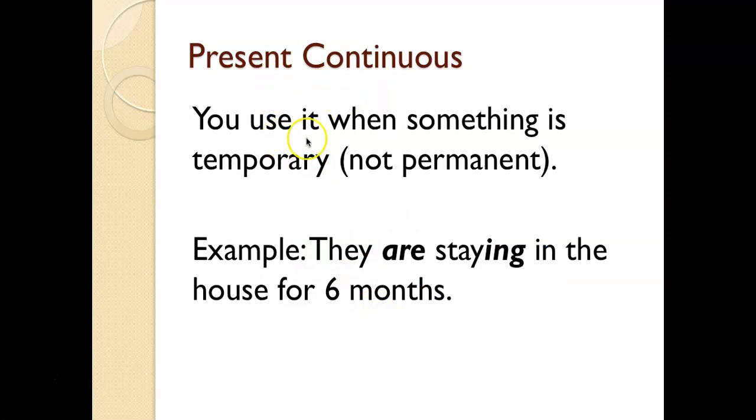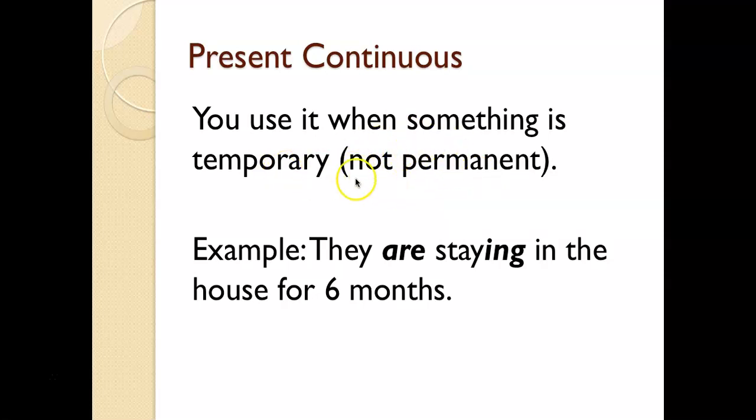Present continuous is also used when something is temporary. Temporary means that it's for a short time, okay, not long. Not permanent is what that means. But if you take out the not, put an X here, and permanent, if we just look at the word permanent, permanent means for a long time. So temporary, short time, permanent, long time.